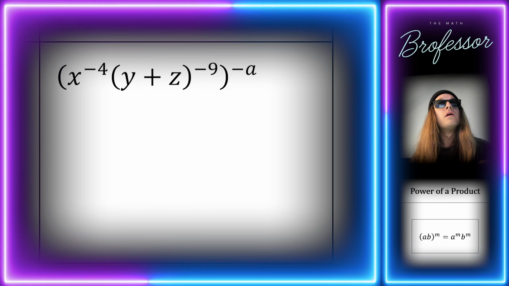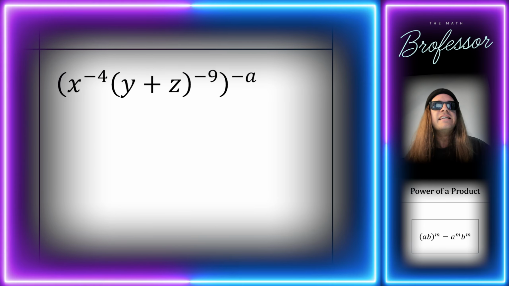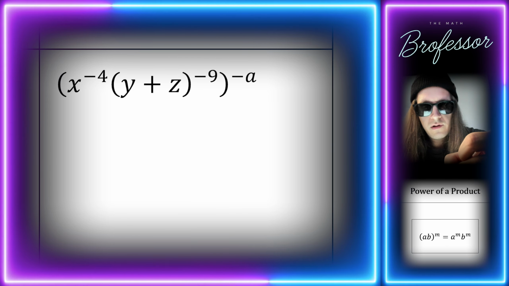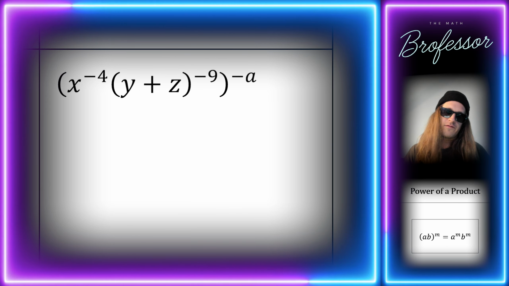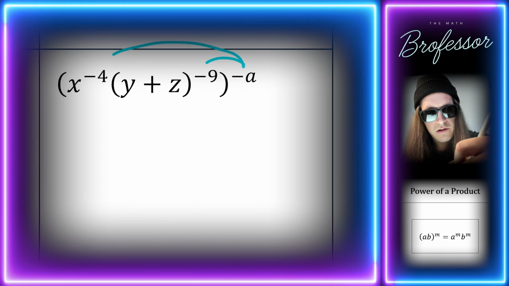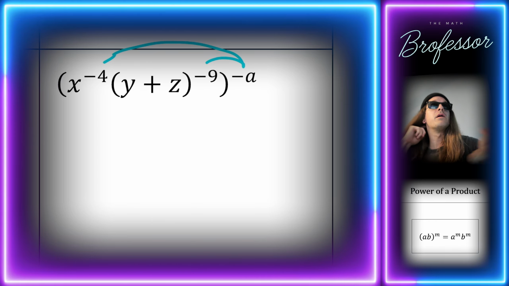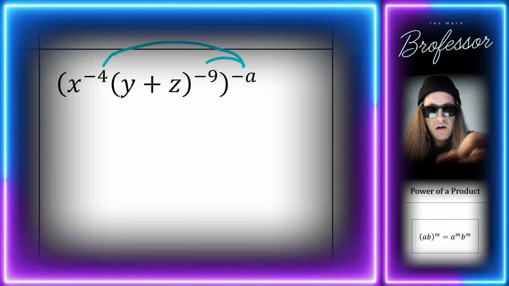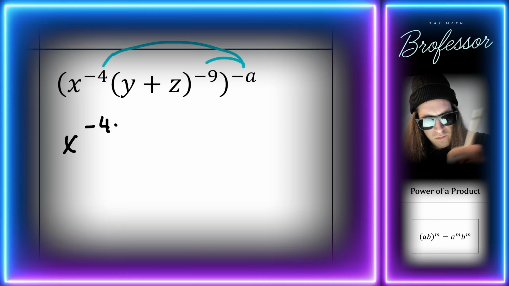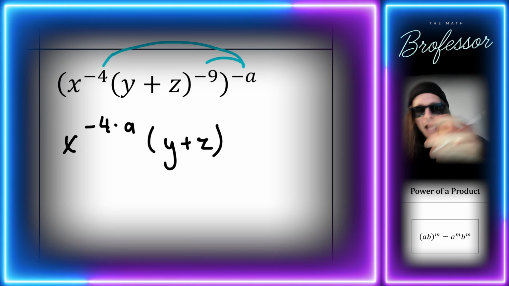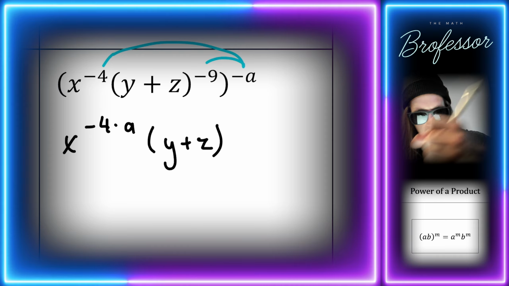All right. This is meant to, again, throw you off. All you're doing here is multiplying the exponents. That's all you got to do. I like my arcs to be nice. All right, we'll live with that. So that's going to be x to the negative 4 times a. Leave the y plus z alone. It's like a package deal. We're not going to mess with it. We're just going to multiply.